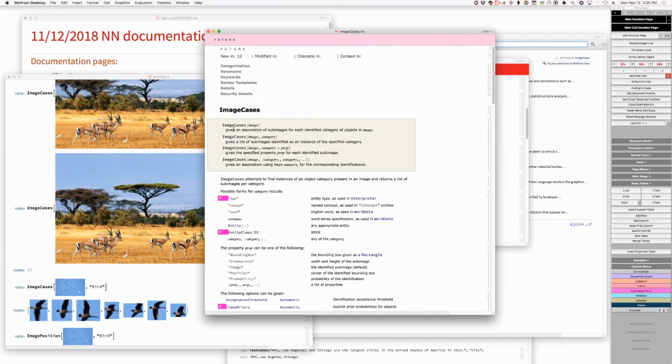Well, no, okay. So gives an association of... I think category 1, the list category 1, category 2 should just show up in that first table. Hold on. It gives a list of subimages identified as an instance. Okay, gives the specified property for each identified subimage. Fine. Okay, now here.